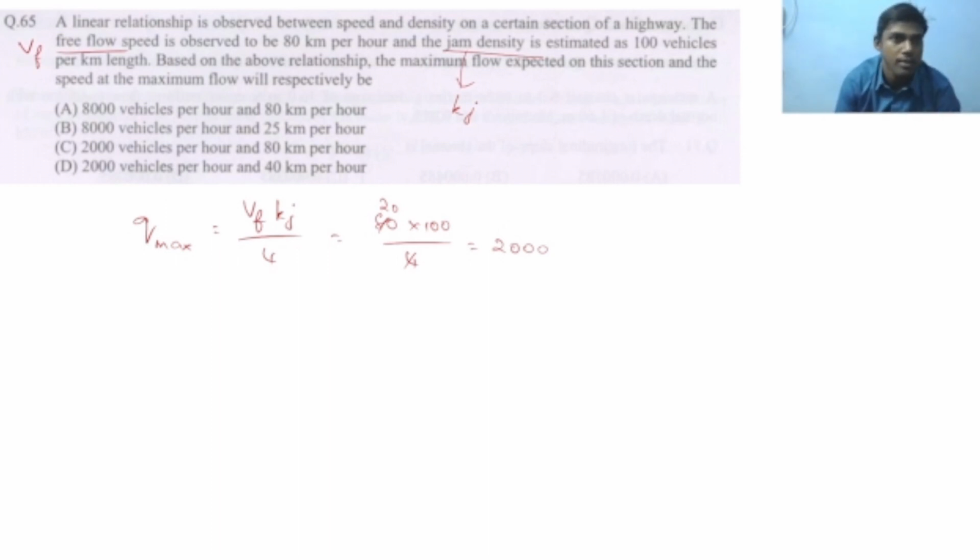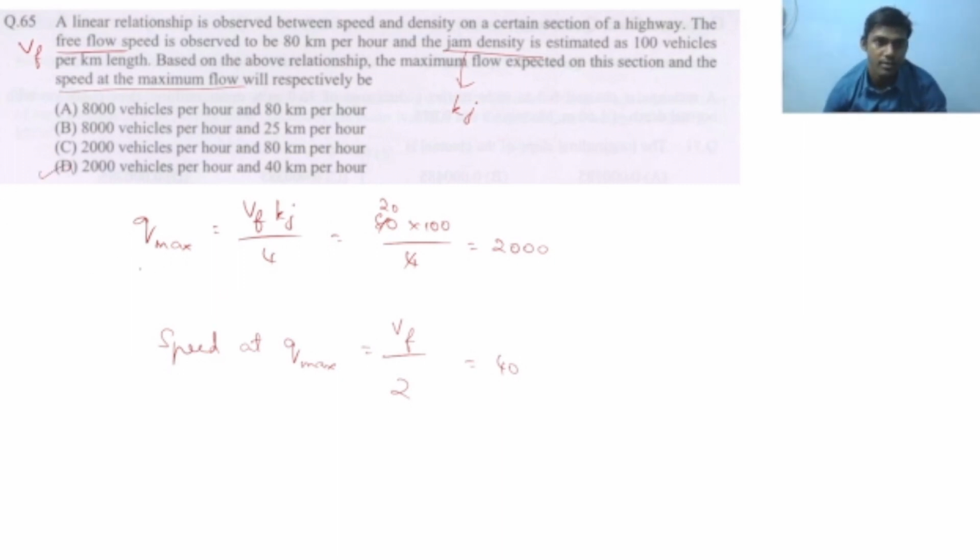Now one more thing is asked in the question, that is the speed at maximum flow. Speed at maximum flow is nothing but Vf by 2. Speed at q max is equal to Vf by 2, that is free flow speed divided by 2, that is 80 by 2, and it is equal to 40 km per hour. So option D is the right answer.